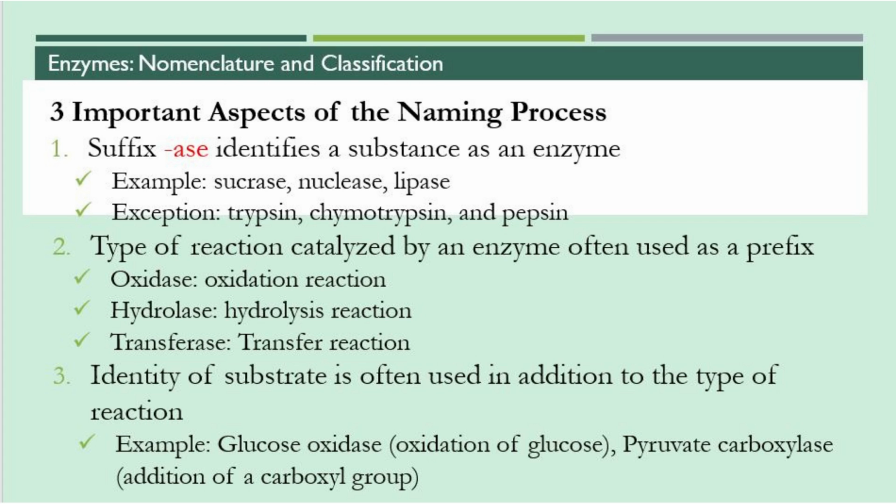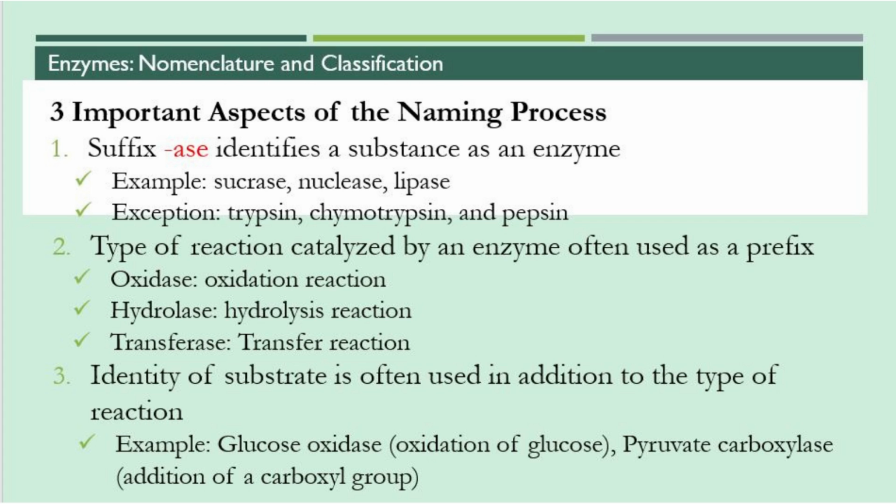Number two aspect of the naming process of enzymes. The type of reaction catalyzed by an enzyme is often used as a prefix. For example, if the reaction catalyzed by that enzyme is an oxidation reaction, the term oxidase is added in its name. Now, if you encounter the term hydrolase, then that is an enzyme that catalyzes a hydrolysis reaction. Transferase is an enzyme that catalyzes a transfer reaction. So from the name alone, you can already tell the type of reaction a certain enzyme catalyzes.